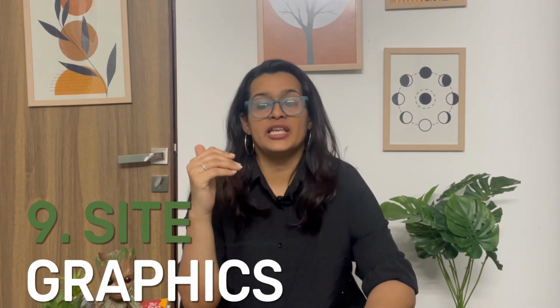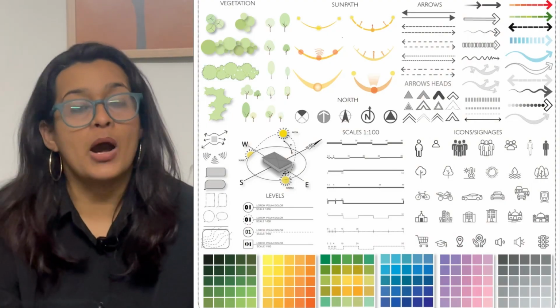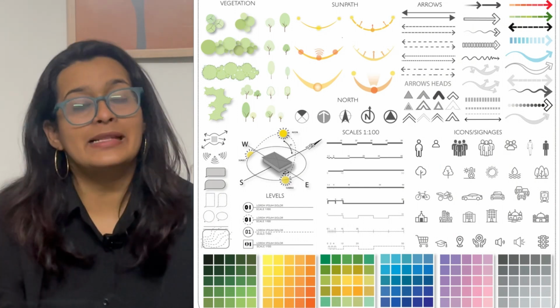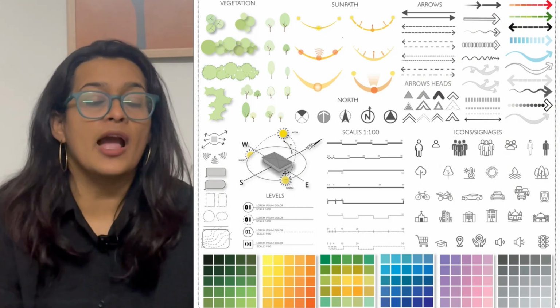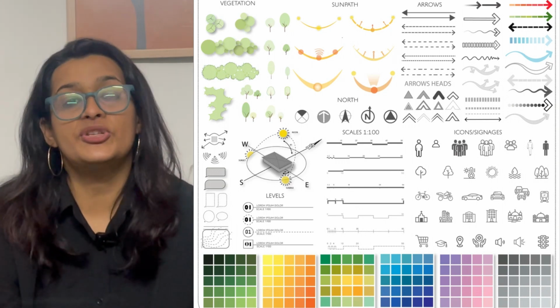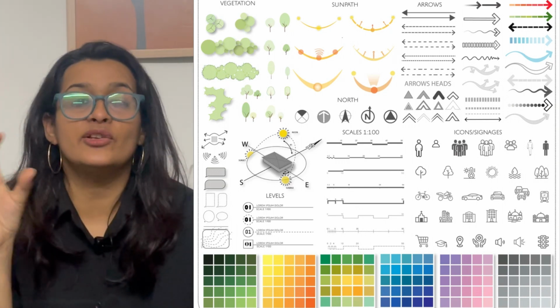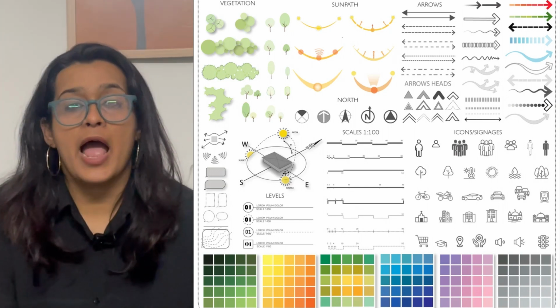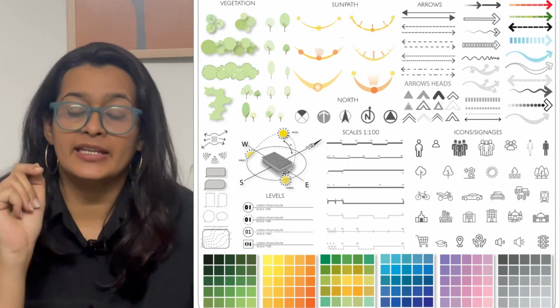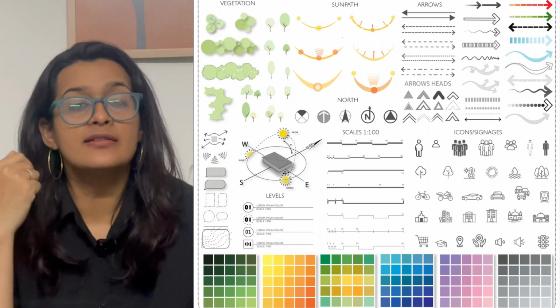Say for example, imagine there is a road, a boundary, bushes, a landscape. So these are some of the architectural and interior symbols which are well known, and you can design your site analysis accordingly.